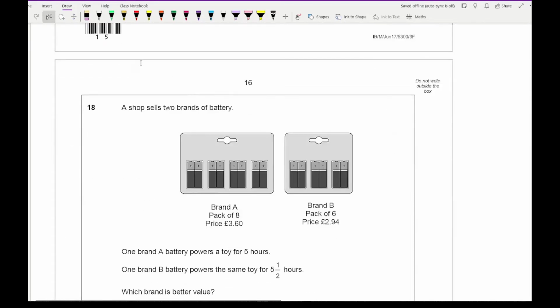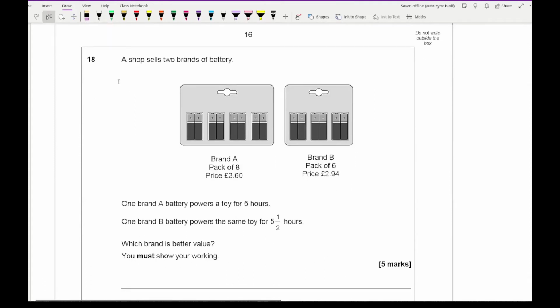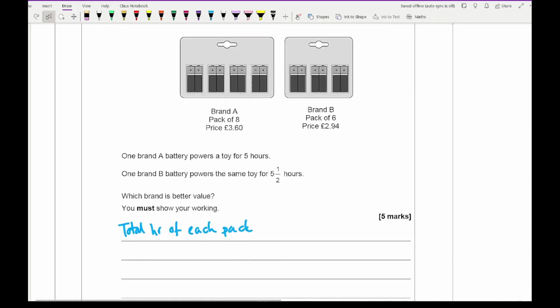Moving on to question 18, it says that a shop sells 2 brands of batteries and that brand A batteries power a toy for 5 hours and brand B powers the same toy for 5.5 hours, which is better value. So in terms of this, we want to work out what the total number of hours are going to be, for the total hours of each pack.